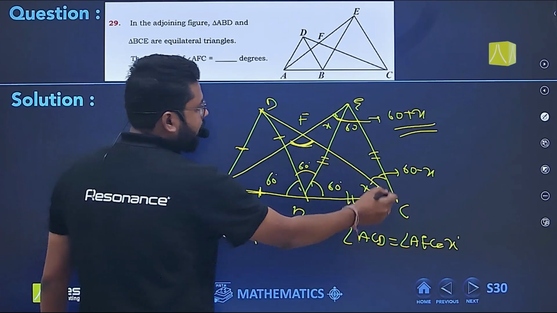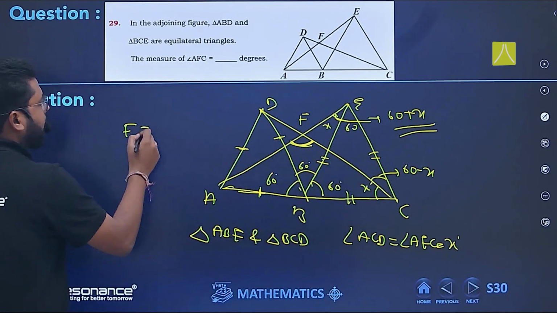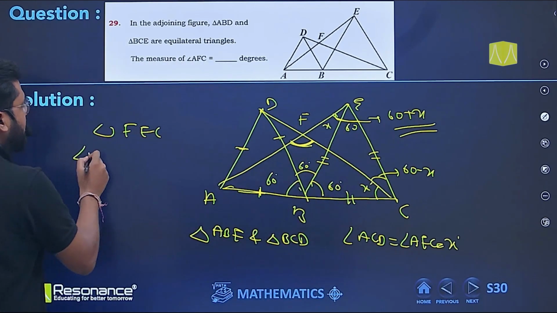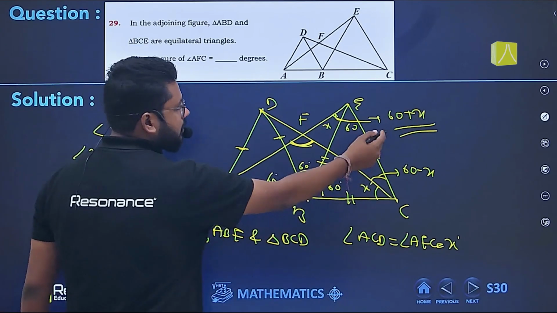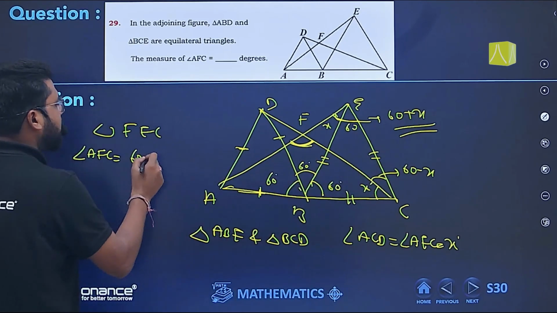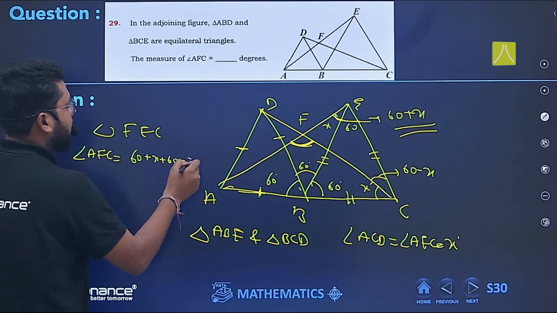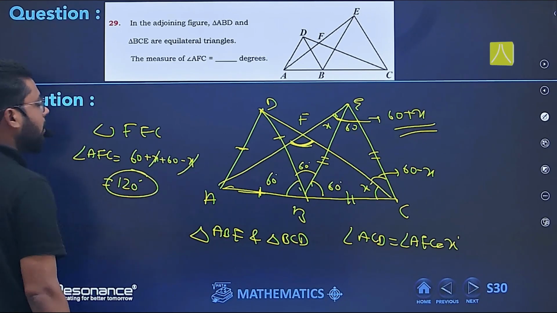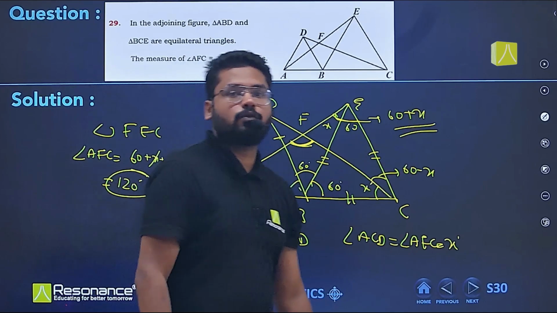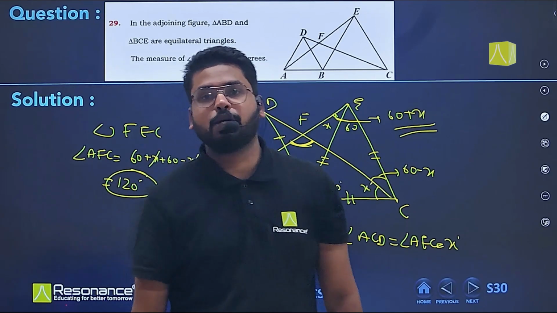So for triangle FEC, angle AFC is the exterior angle, and the exterior angle is equal to the sum of the two interior opposite angles, that is 60 plus x and 60 minus x. So x and x will cancel each other, and 60 plus 60 is 120. So AFC will be 120 degrees.